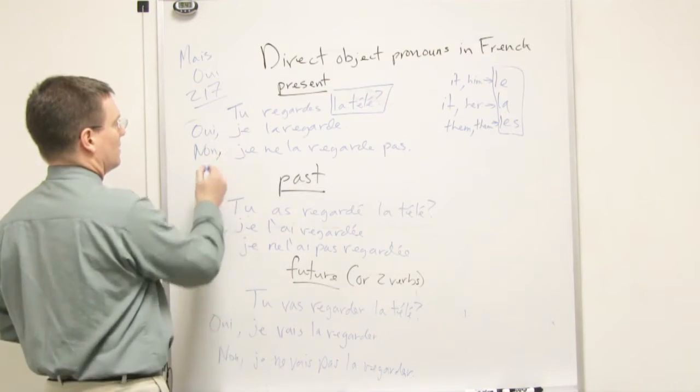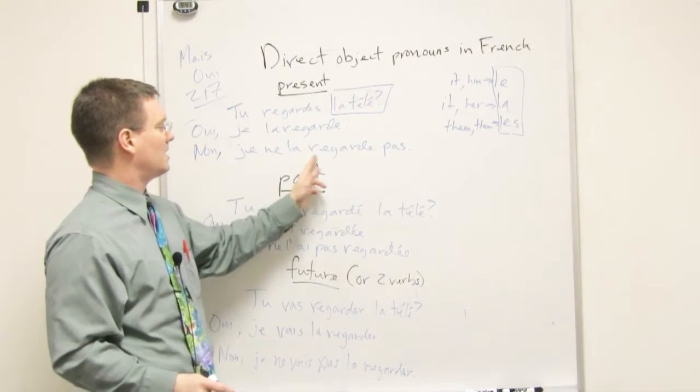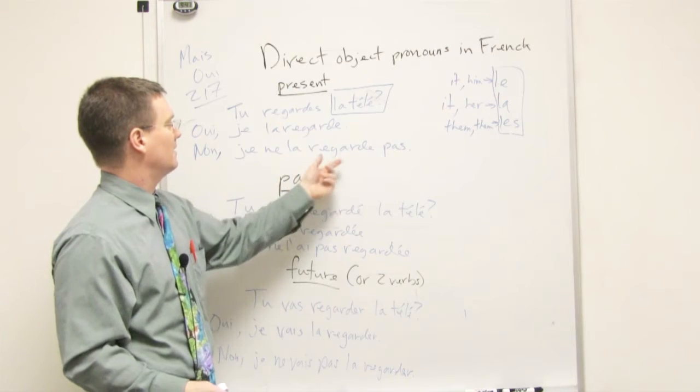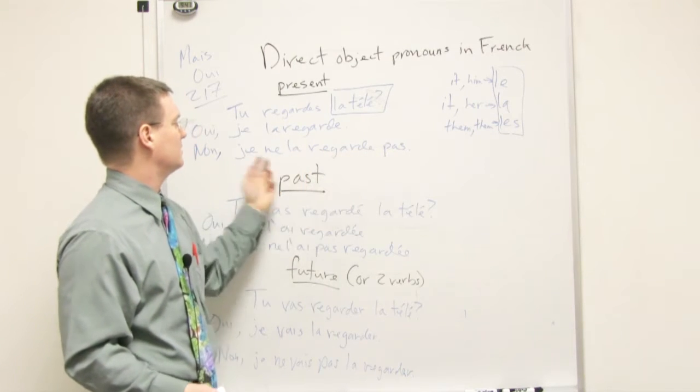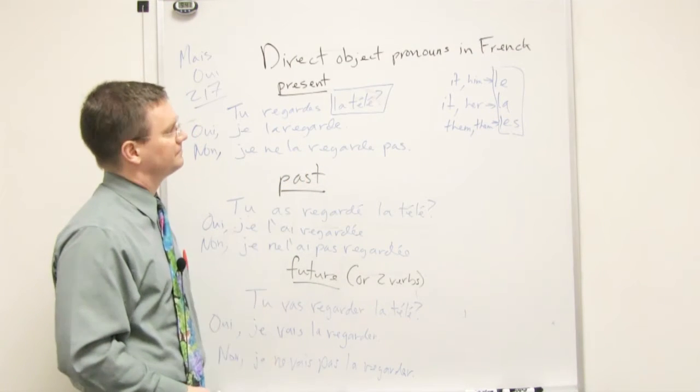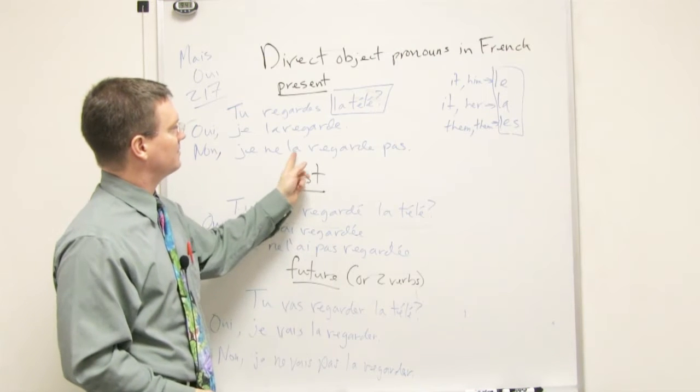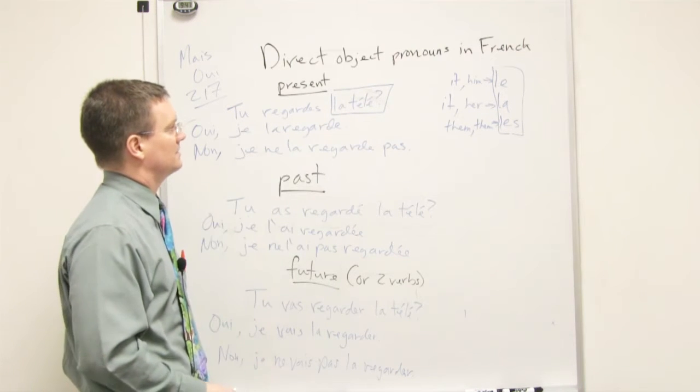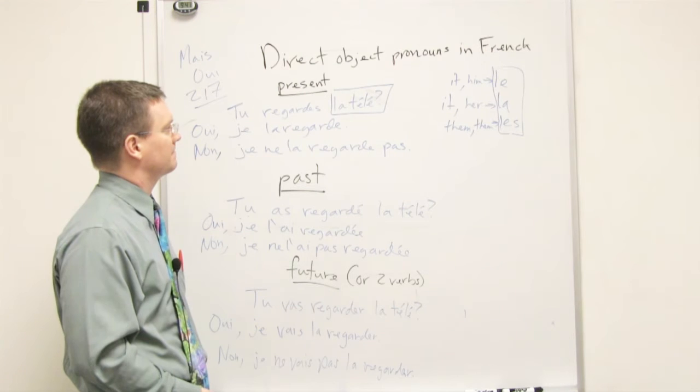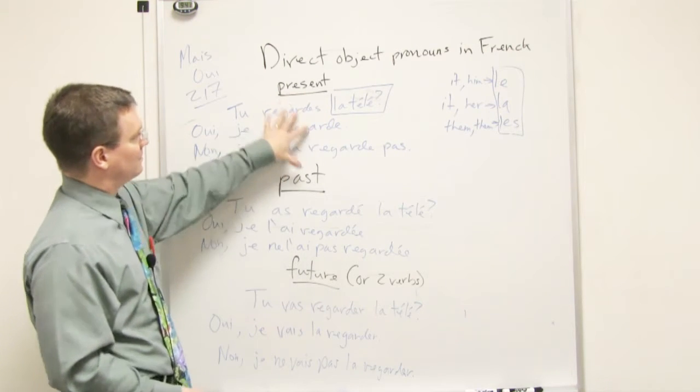Or no, je ne la regarde pas. I am not watching it. Again, it represents what? The TV, and notice the TV is feminine in French. So this is our model for the present tense.